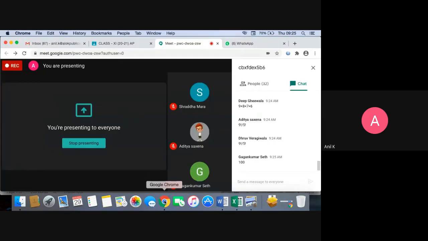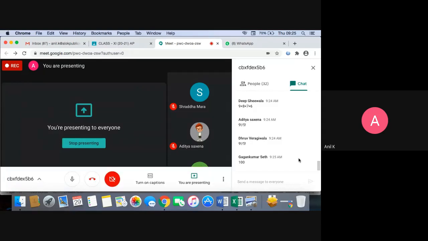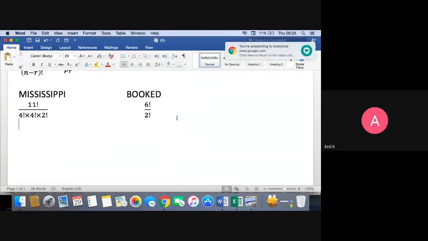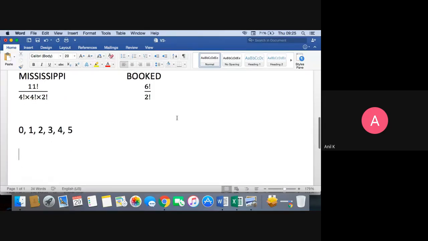Anyone? Gagan said 100 is given. You can take 1 minute and solve it. How 100? Any explanation? I think this type of question we discussed once, especially when 0 is there. You have to make a 3-digit number, right?